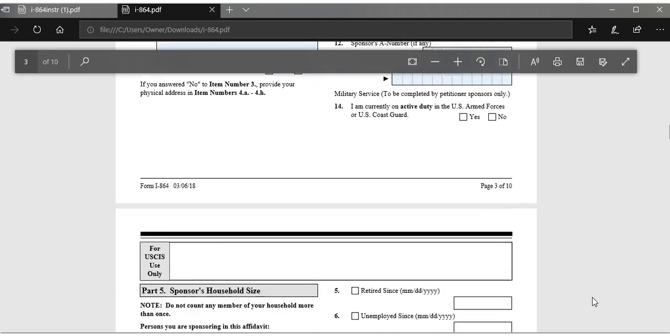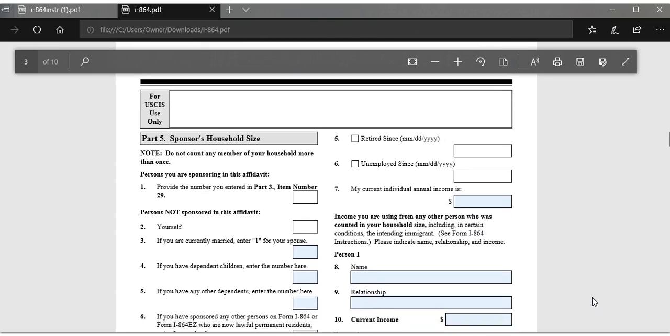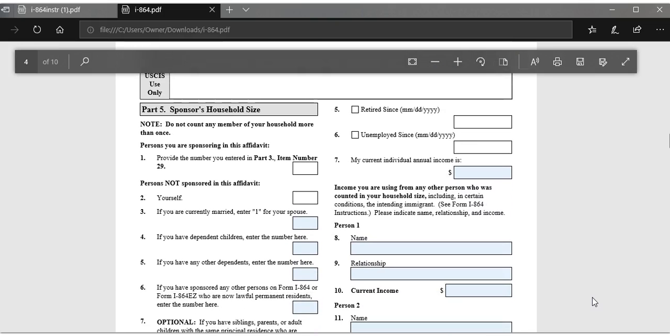Okay, let's continue with Part number 5, sponsor's household size. In this section, it's important to read the instructions very well. Note, do not count any members of your household more than once, okay?